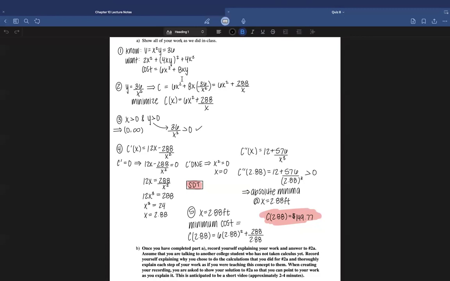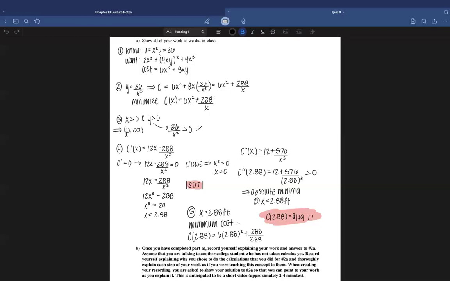In step number two, I isolated y from the known equation, so I just get y equals 36 over x squared, and I plug that into my cost function. So it's 6x squared plus 8x times 36 over x squared, which gives us 6x squared plus 288 over x, and that's our c of x.